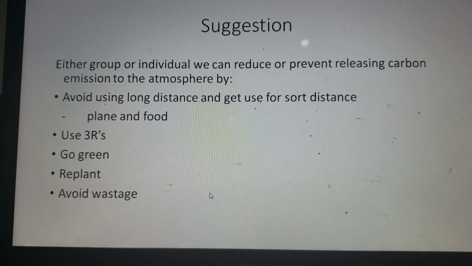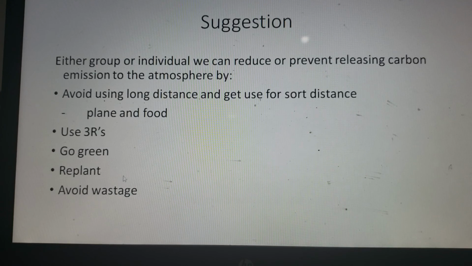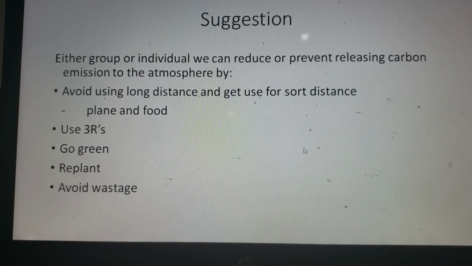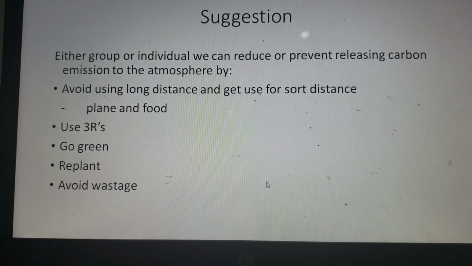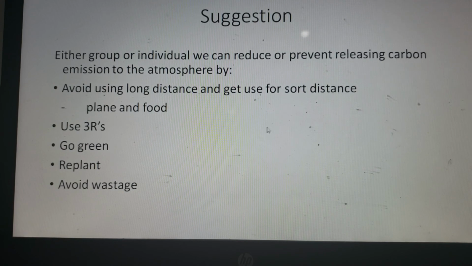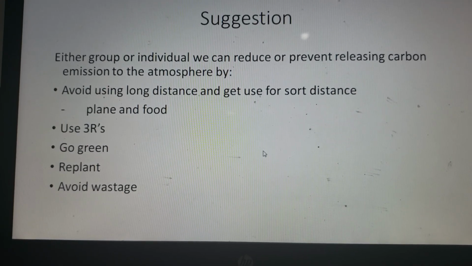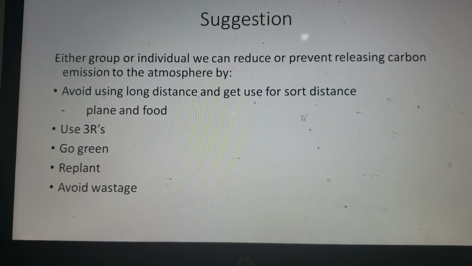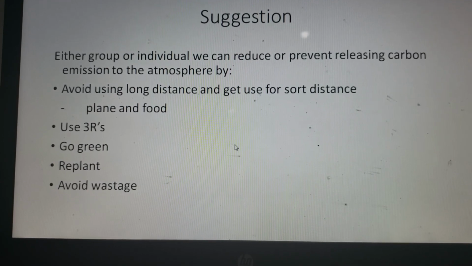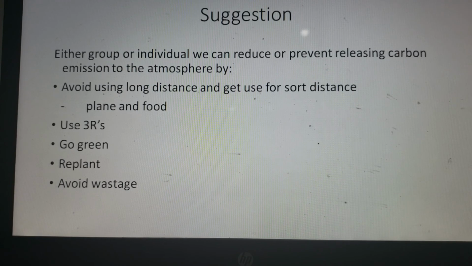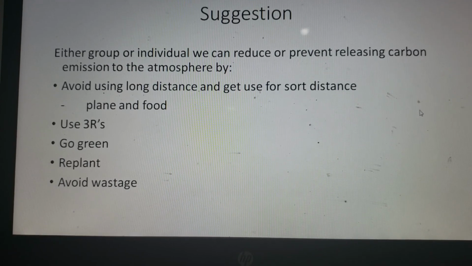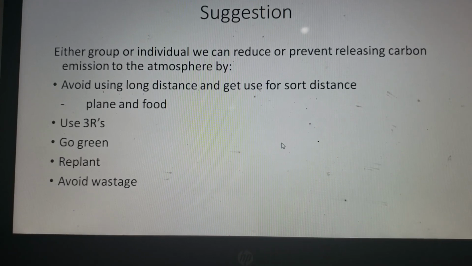Lastly, avoid wastage. Avoid wastage of food, and not only that, but shop only what is enough for you. Do not overshop when you travel, and these emissions can be reduced. And there are some more, but this is what I can suggest for now.